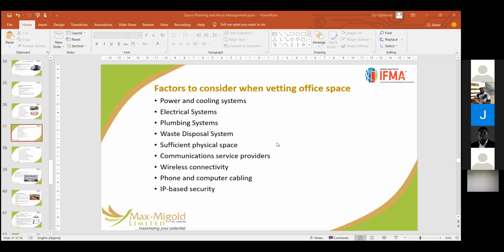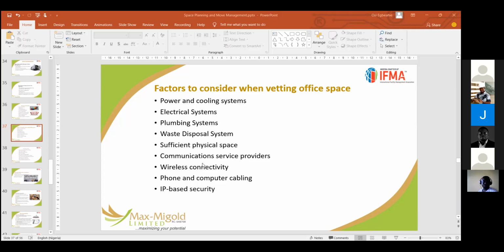Sufficient physical space, something you need to look at. Waste disposal system. Waste disposal refers to both the physical waste and the other waste that comes from the toilet, how the toilet waste is being disposed. You need to ensure that those things are properly done. Communication service provider, ensure that the network in those areas is good. If it's not good, you need to discuss with the communication providers to come closer to you.